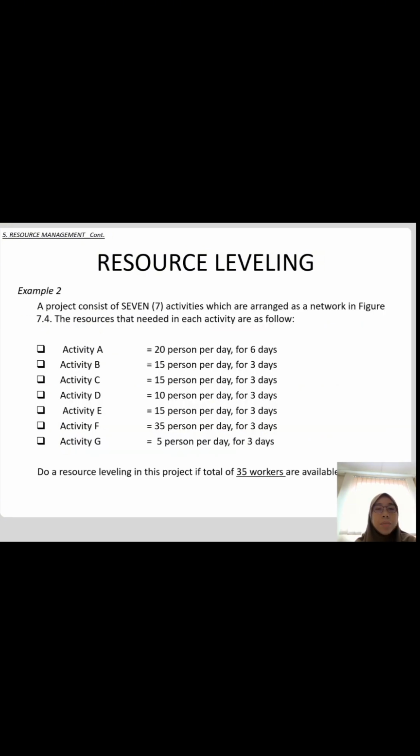Example number 2, a project consists of 7 activities which are arranged as a network in figure 7.4, which are A, B, C, D, E, F, G. And the resources needed in each activity are as follows. Activity A, 20% per day for 6 days. Activity B, 15% per day for 3 days. Activity C, 15% per day for 3 days. Activity D, 10% for 3 days. Activity E, 15% for 3 days. F, 35% for 3 days. And activity G, 5% for 3 days.